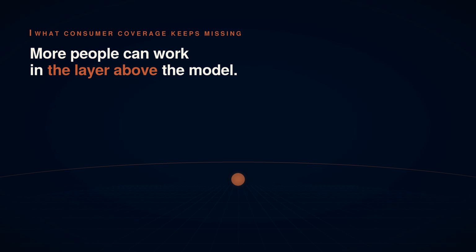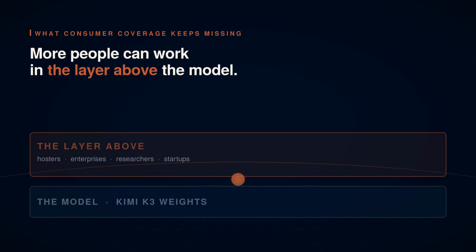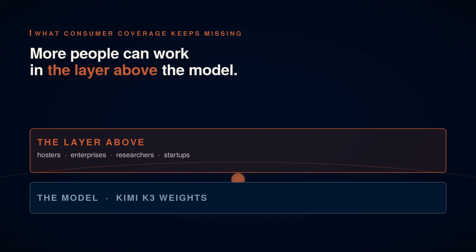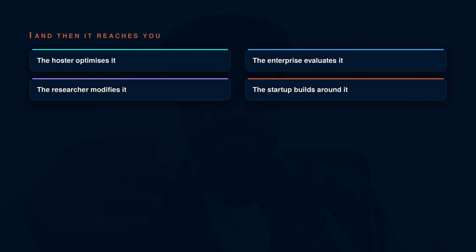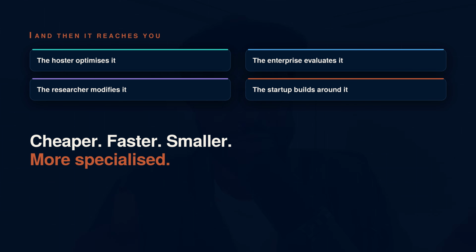And this is the part that most consumer conversations are completely missing. Open weights do not necessarily mean that every person is going to get a frontier model running underneath their desk. What they mean is that more people can participate in the layer above the model. The hoster can optimize it. The enterprise can evaluate it. The researcher can modify it. And the startup can build around it. And the consumer may eventually even get a cheaper, faster, smaller, or more specialized version because all of those groups are competing to make the model more useful.